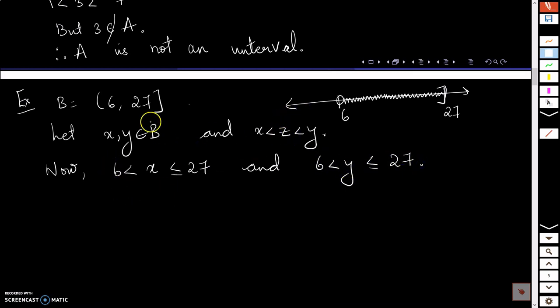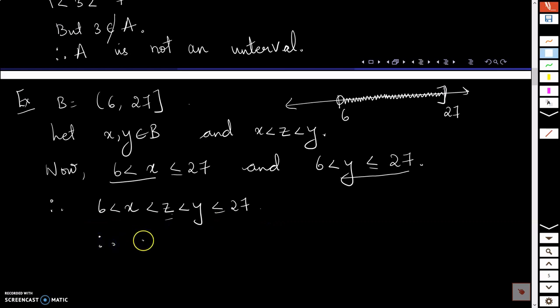Now I have to show that 6 is less than z, and z is less than or equal to 27. That's straightforward. From here, 6 is less than x, but x is given to be less than z, and z is less than y. So x is less than z, z is less than y, and from this part, y is less than or equal to 27. That means z lies between 6 and 27, and therefore the point z also lies in B, and therefore B is an interval. So this is how you check whether a given subset of R is an interval or not.